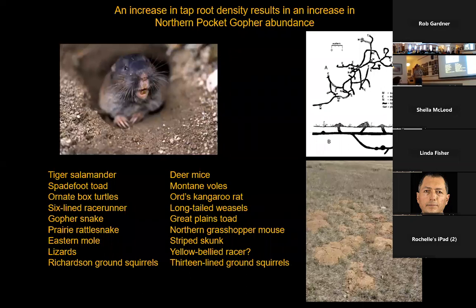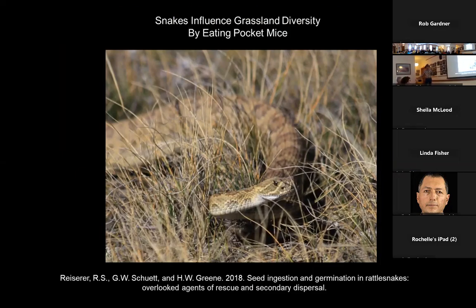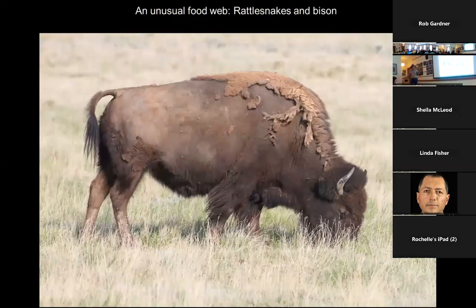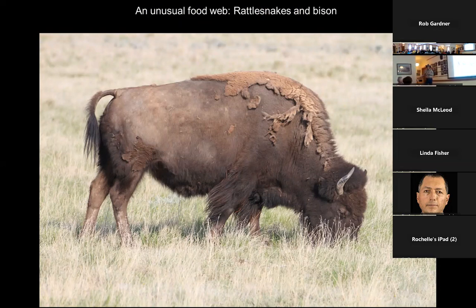So the sequence is that a snake like this will be slithering through the grass somewhere near a bison like this. She's grazing on seeds. Those seeds she ingests. And we put radio collars on a bunch of bison there, and they walk on average about 10 kilometers a day from point A to point B, where they bed down.